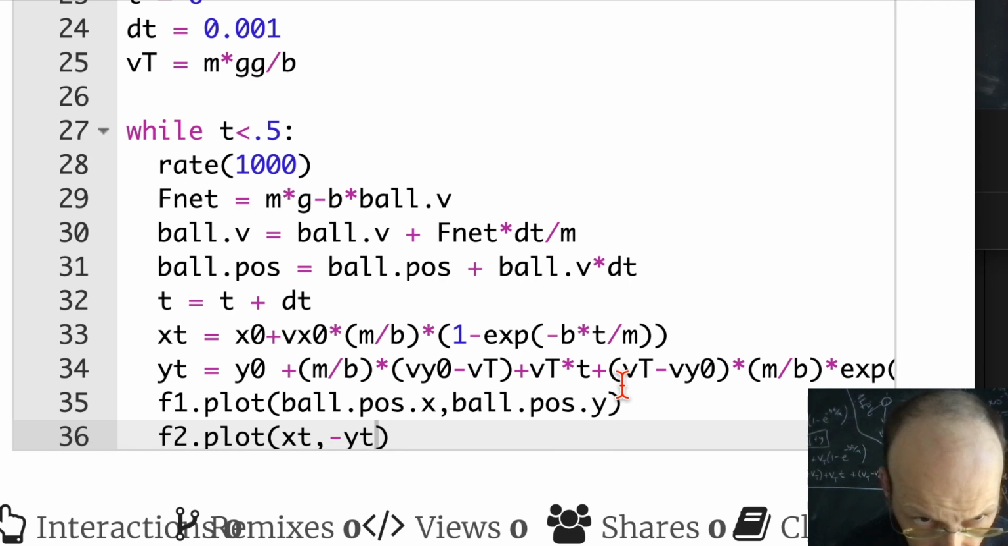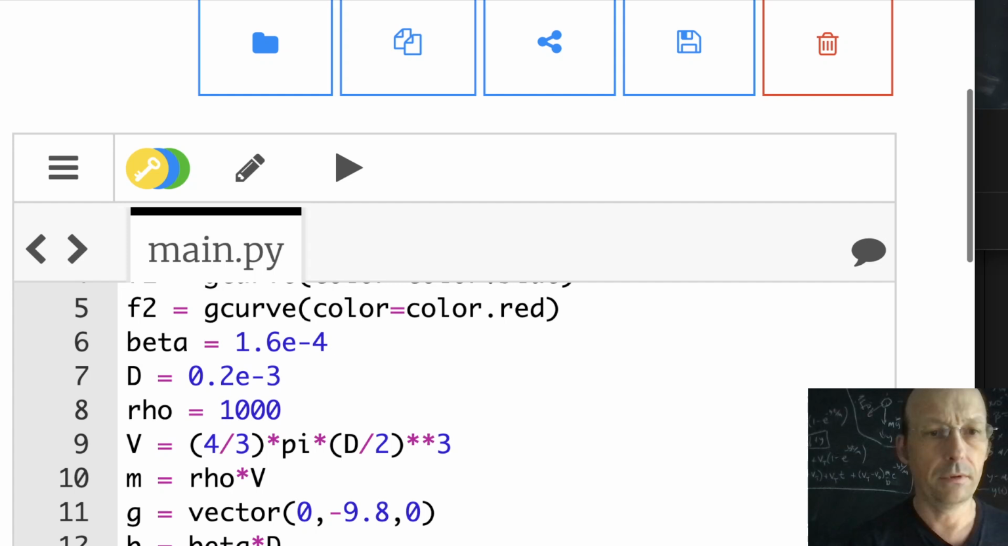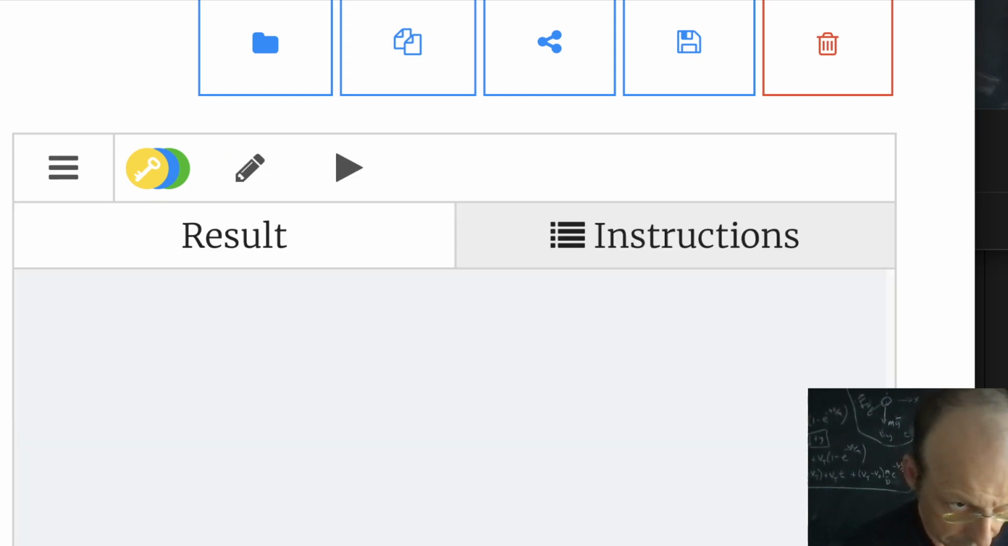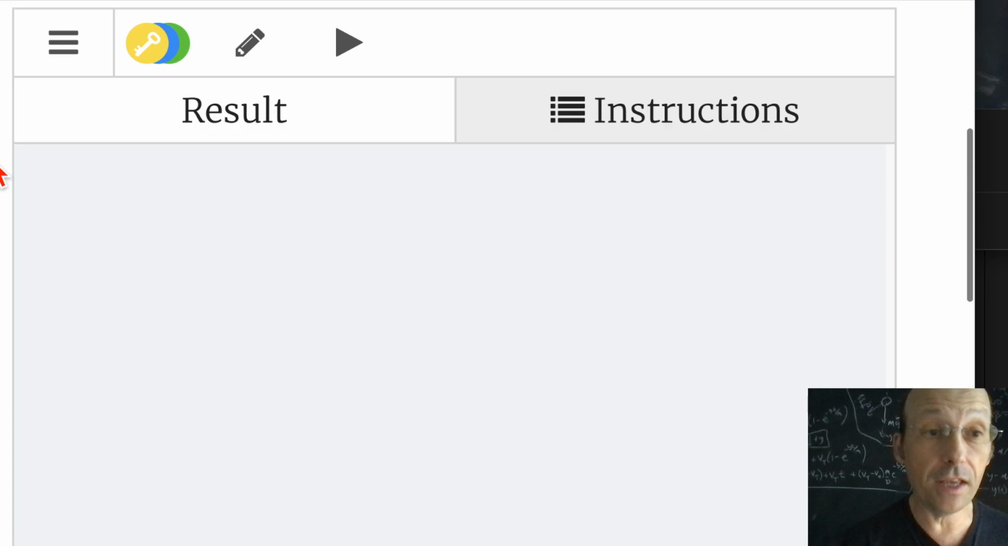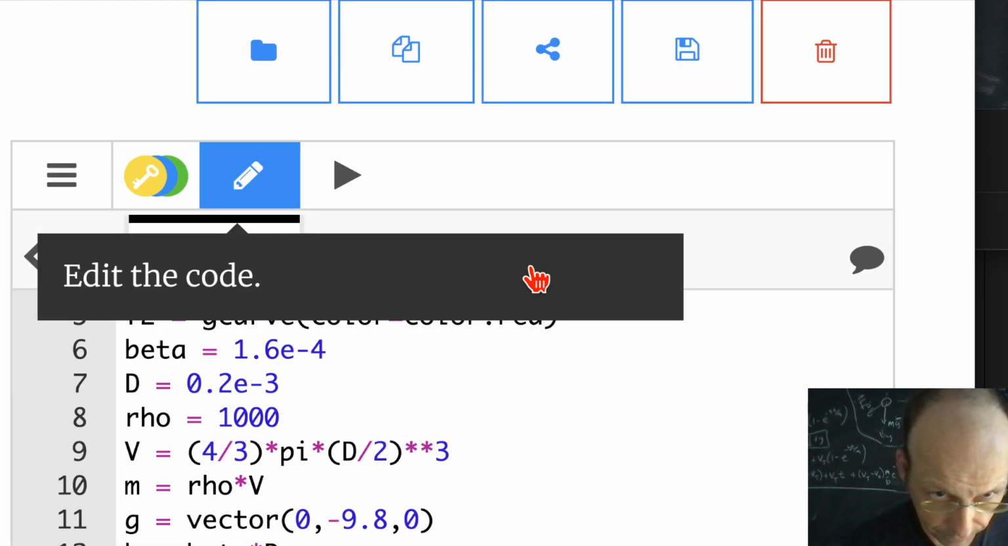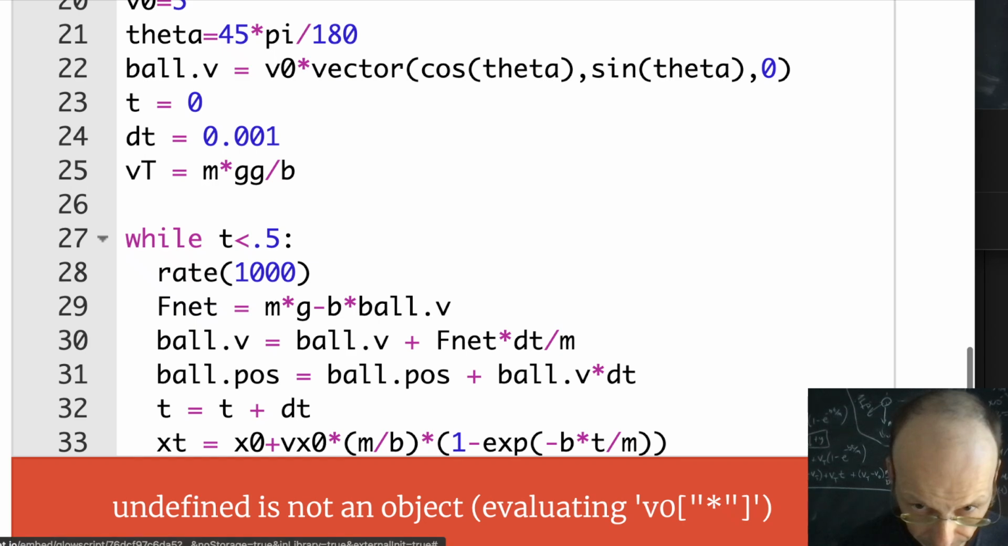Let's run it. What did it say? Undefined is not an object. Evaluating V0. Oh, I wonder if I, on V0. Oh, I took VO. I bet I did VO. If I did, that's just a crazy mistake.